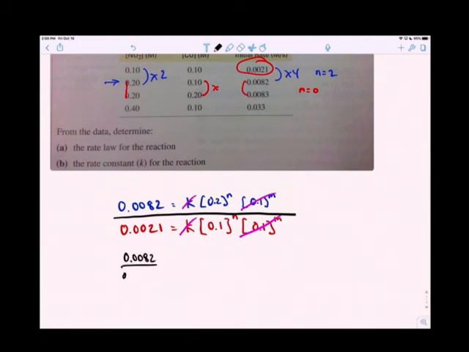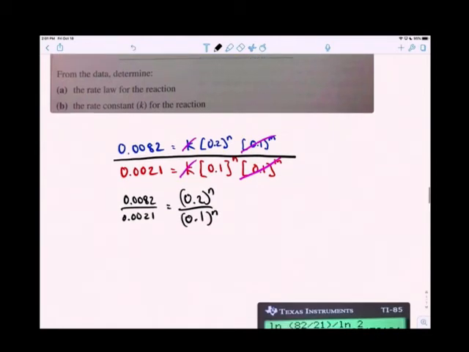0.0082 over 0.0021 equals 0.2 to the n over 0.1 to the n. So I can further simplify this. 82 over 21, and these are the same ones, so you have 0.2 over 0.1 to the n, which equals 2 to the n. So now how do you solve this? 82 over 21 equals 2 to the n.